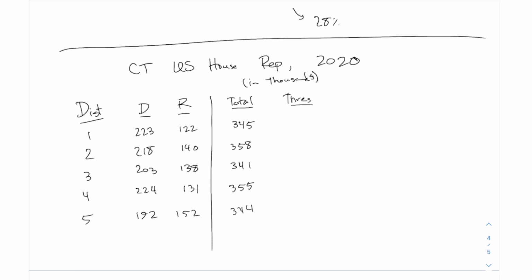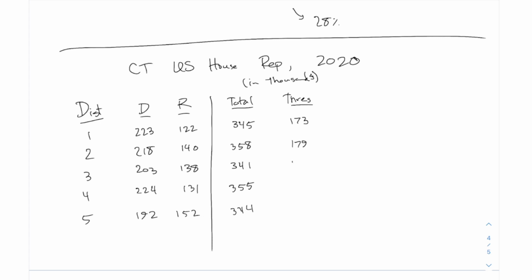Each time the threshold is half of the total, and perhaps plus 1 if you need to round it up. So when the total is 345, half of that is 172.5, which rounds up to 173. I would suggest you use a calculator to do these. 358, the threshold is 179. Each time I'm dividing by 2 and then either adding 1 or rounding it up.